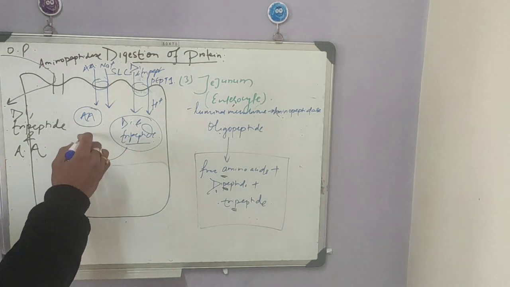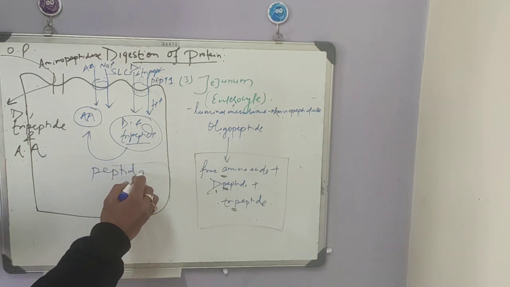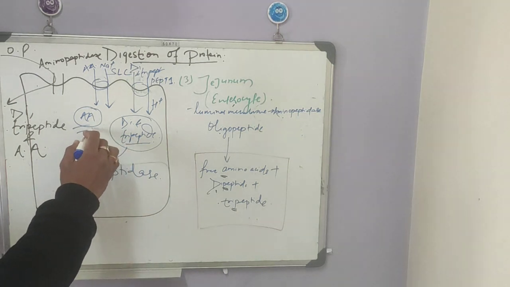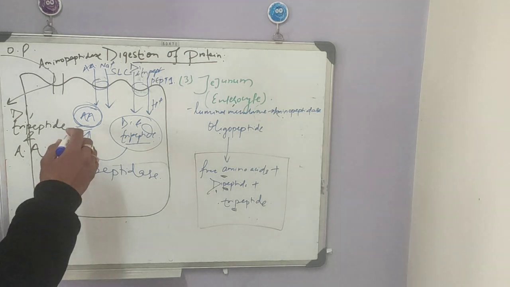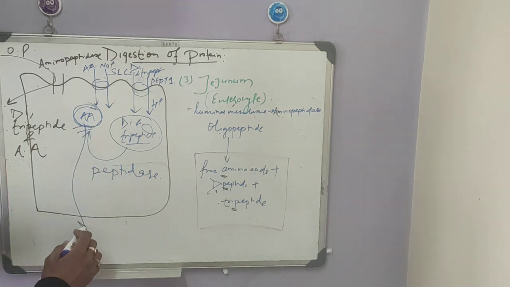So here we have the enzyme peptidase that will digest finally di and tripeptide into amino acid. In this way all of the protein is digested into amino acid, which is the simplest form. And from here it enters blood circulation via facilitated diffusion.